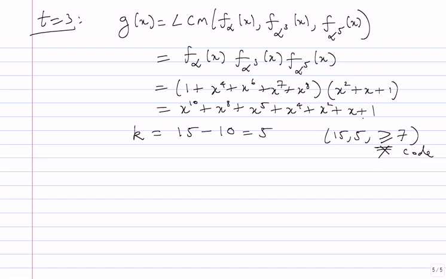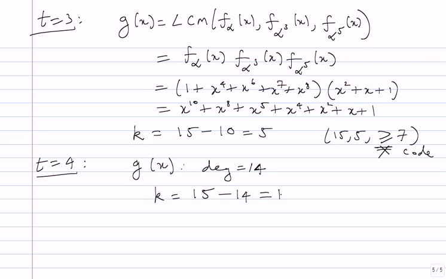Okay. Happy, do you want to try t equals 4? What do you think will happen if you try t equals 4? Okay, what will happen? Okay, go ahead and try for t equals 4. You'll need to multiply by f alpha power 7 as well, and that you know has degree 4. So it will become degree 14. So g of x will be degree 14. Okay, so what will be k? k is 15 minus 14, which is 1.